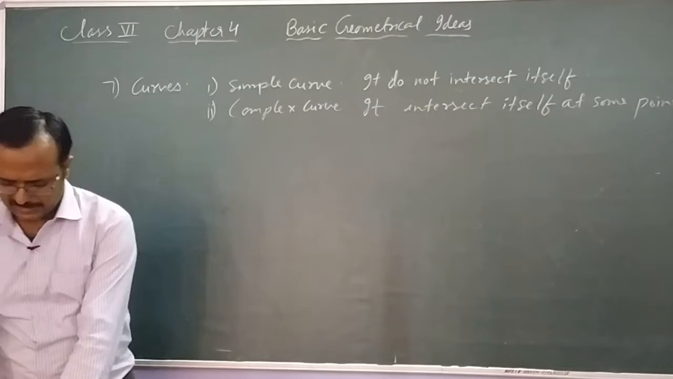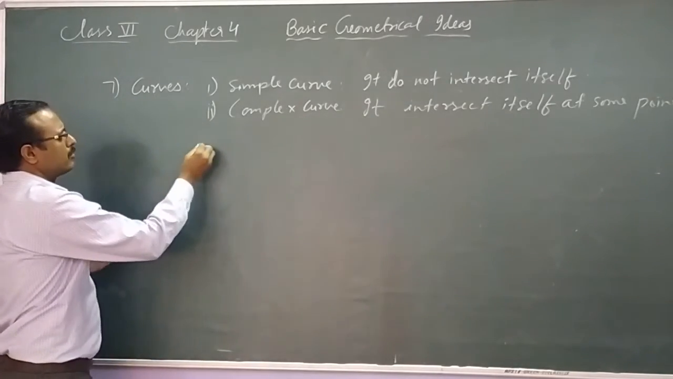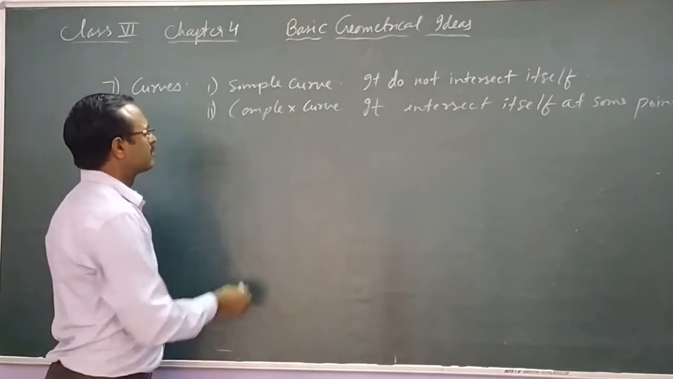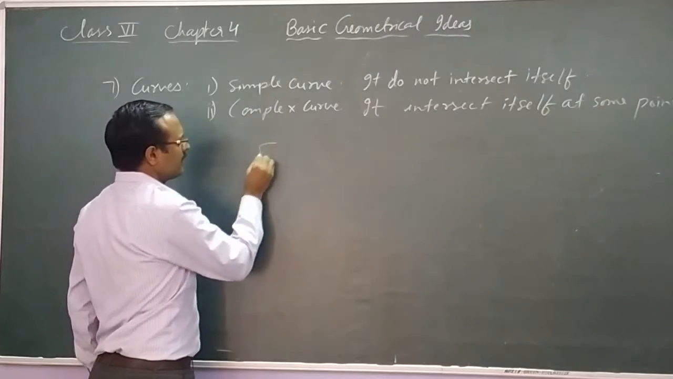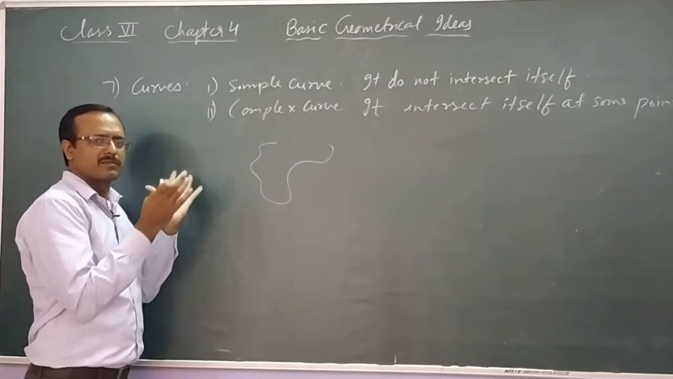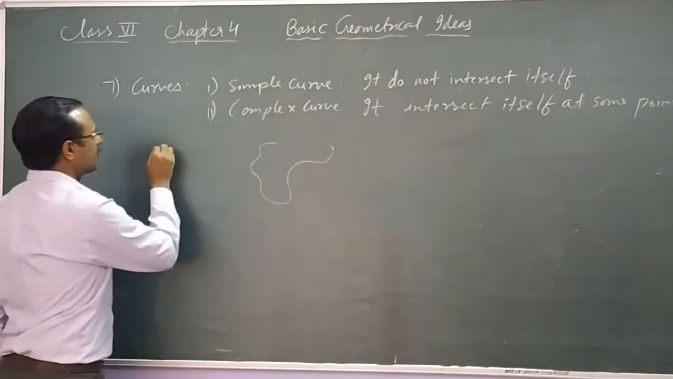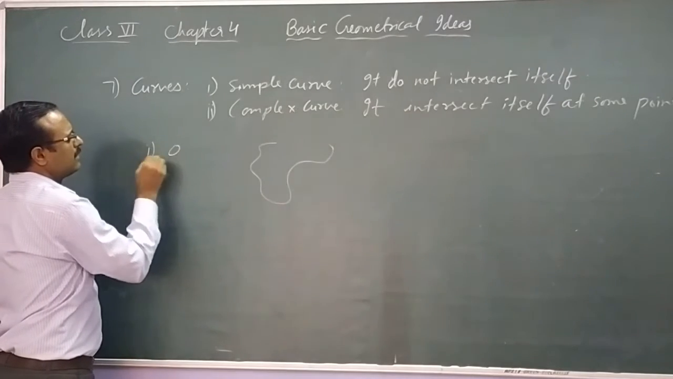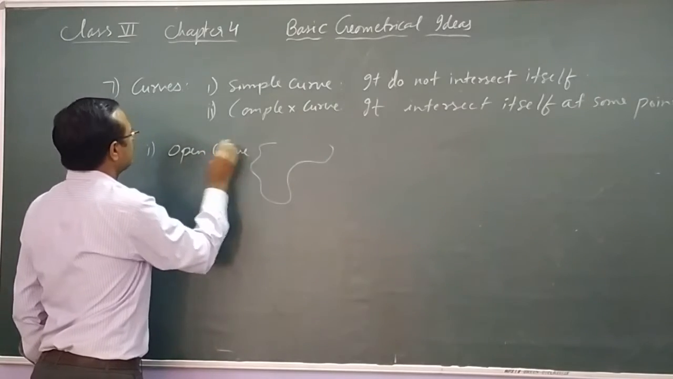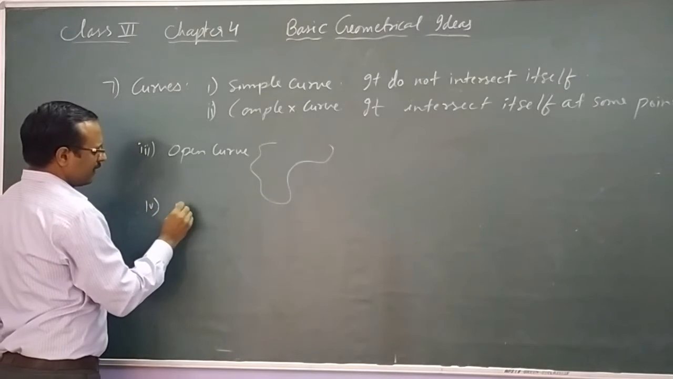Now you have seen the diagrams also. Now the curves can also be categorized based upon closing and opening. So if I draw a curve like this, you can see it is not making a closed boundary, so it will be called an open curve. So the next type of curve is the open curve. And another will be the closed curve.